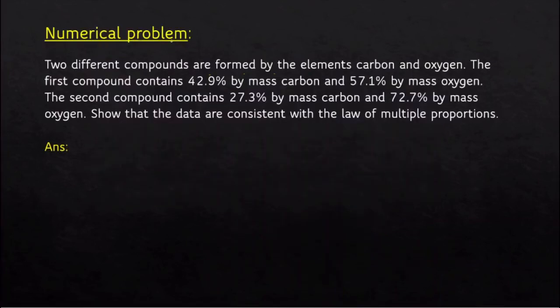Here I have one numerical problem, and the problem states that two different compounds are formed by the elements carbon and oxygen. So here my elements are carbon and oxygen. The first compound contains 42.9% by mass carbon and 57.1% by mass oxygen.